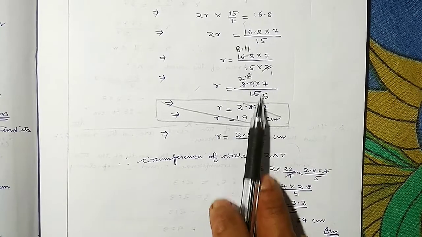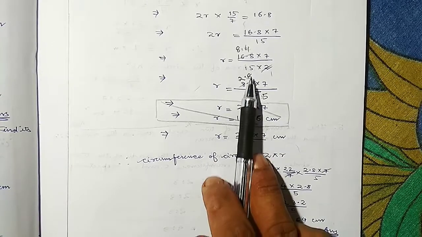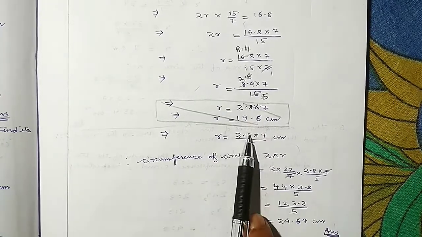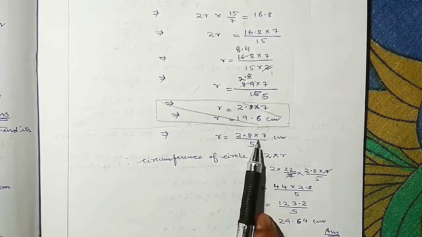Now if I cancel by 3, here I will get 5, and here 3 twos are 6, 24, 3 eights are 24, that means 2.8. So the radius will be 2.8 into 7/5. Since further cancellation is not possible, we are keeping it up to this much.